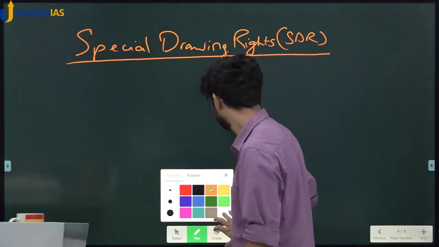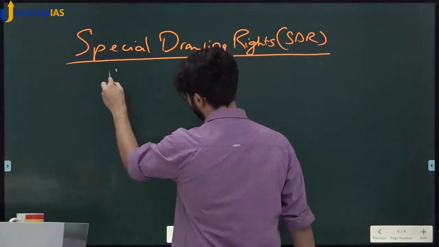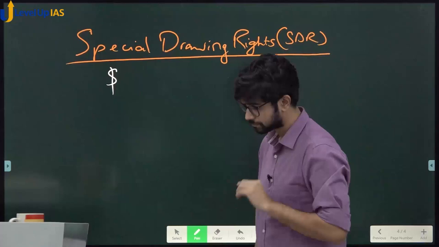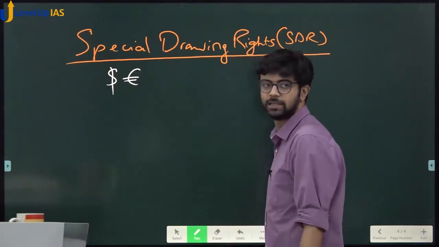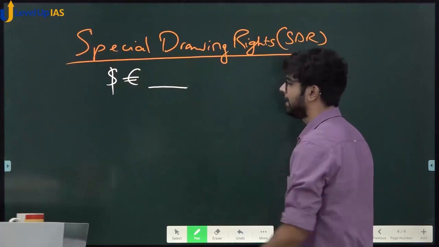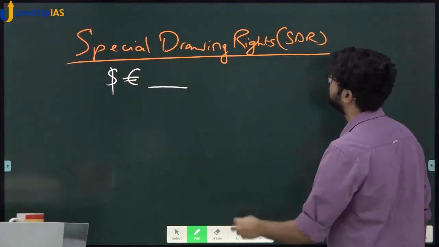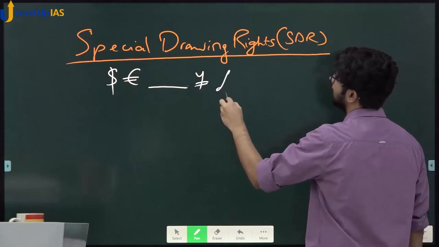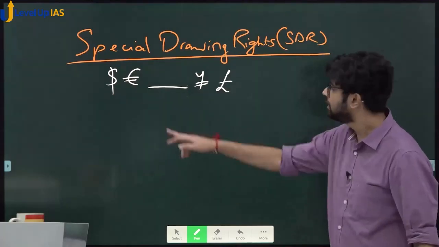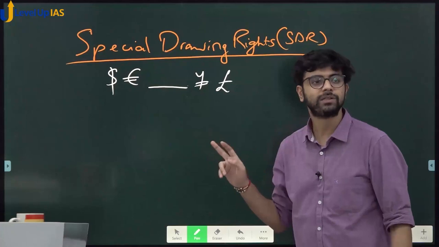Which are the currencies in the basket? Obviously, the dollar is there, the euro is there, right? There is a third currency, then the Japanese yen, and last the pound. These were the four currencies up to 2017.